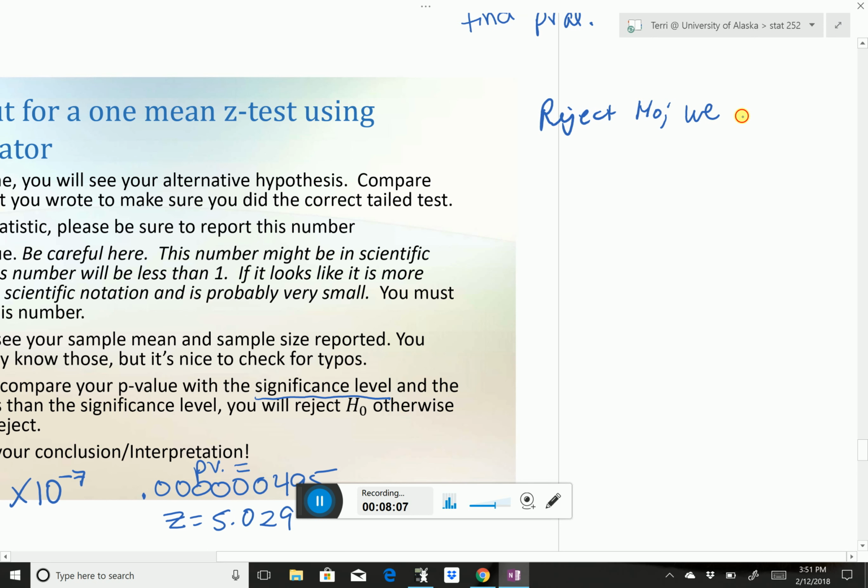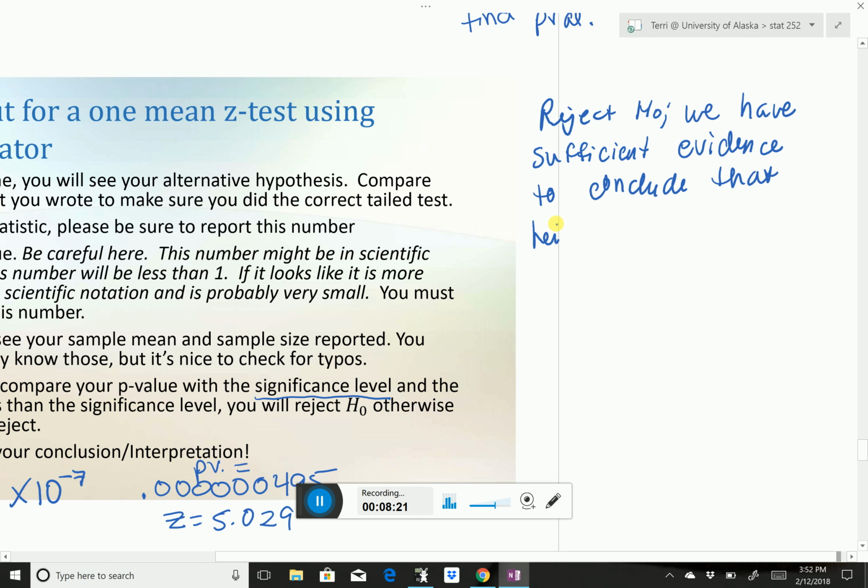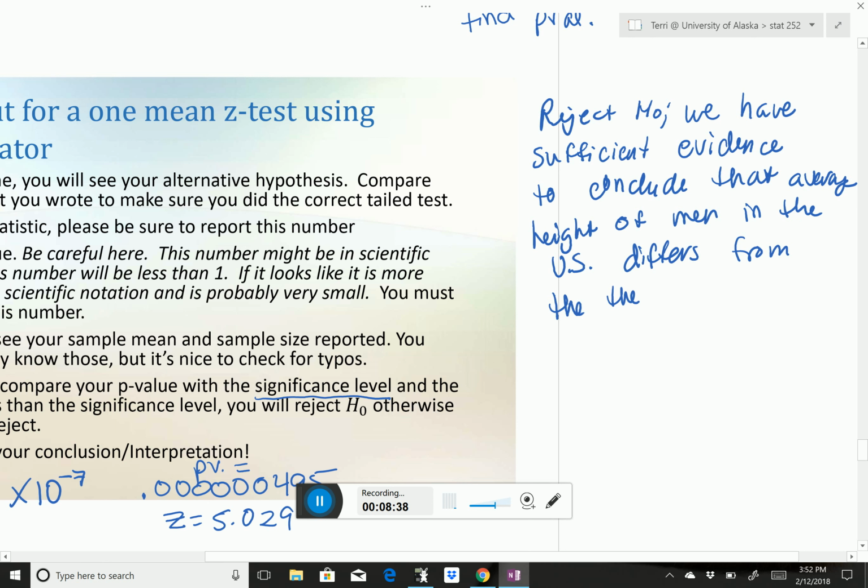In this case, we have sufficient evidence to conclude, and I'm going to say exactly what I just said, that the average height of men in the US differs from the average men's height in the world.